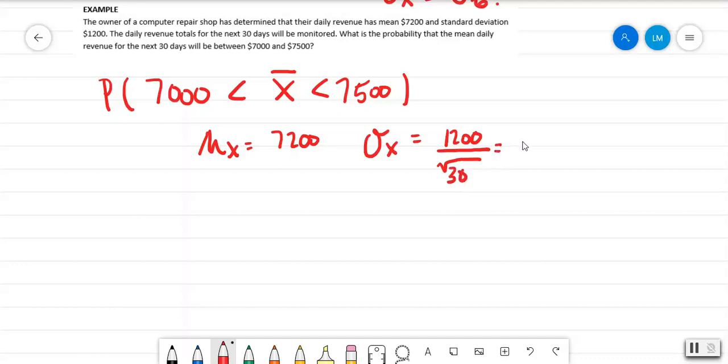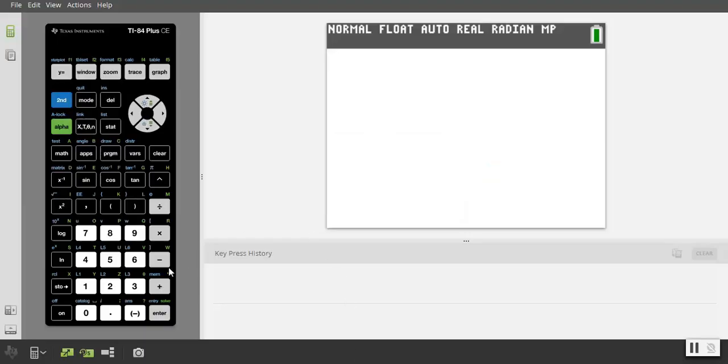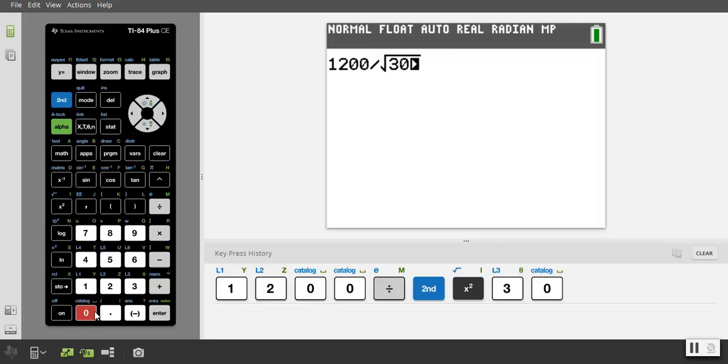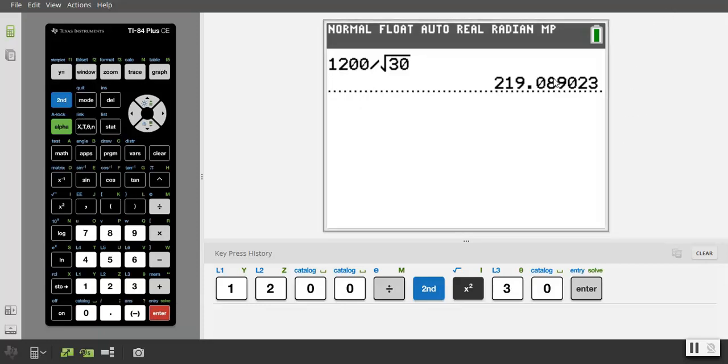Now that gives me a standard deviation of 219.089023. We can actually show that using the calculator. If we take 1200 divided by the square root of 30, that's how I got that number.